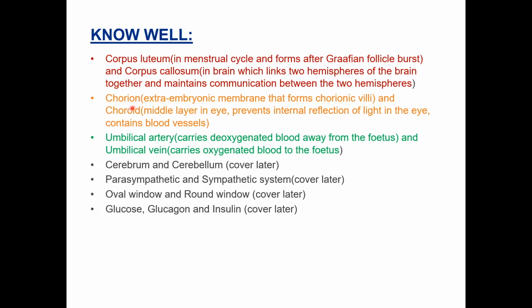Now, the next thing don't get confused with is the chorion and the choroid. The chorion is an extraembryonic membrane that forms the chorionic villi, which is part of the placenta. The choroid is the middle layer in the eye, which prevents internal reflection of light in the eye and contains blood vessels. Then, the umbilical artery. Very important. Don't get confused between the umbilical artery and the umbilical vein. The artery carries deoxygenated blood, whereas the vein carries oxygenated blood. This is the one mistake that many learners make.